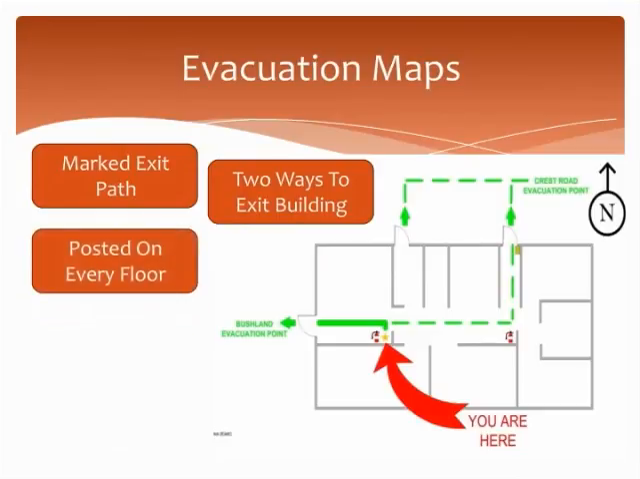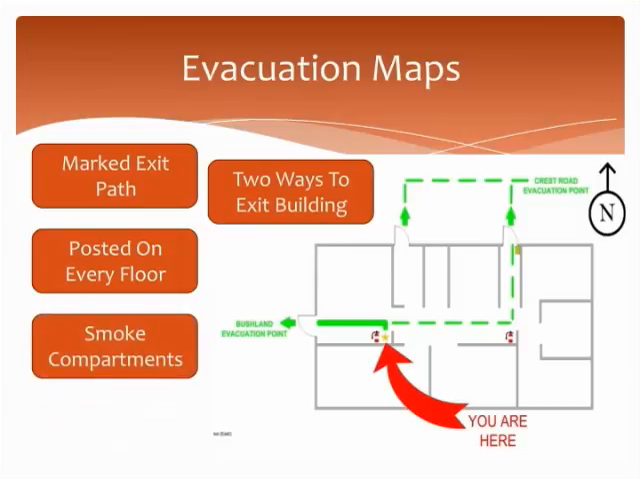Evacuation maps must be posted at least once per floor at minimum, but are usually posted in more than one location to allow residents to easily locate the map in the event of an emergency. If a building has smoke compartments, they also must be identified on the evacuation map. We will discuss smoke compartments later in the presentation. No smoke compartments exist on this map.